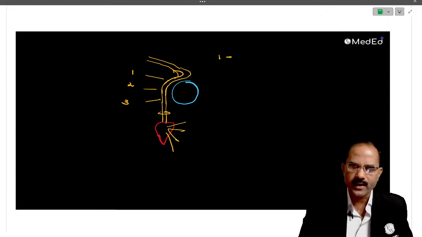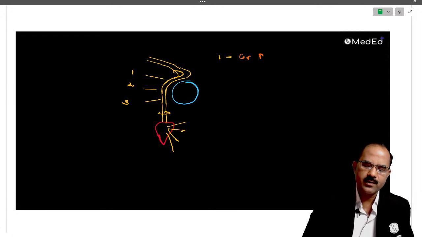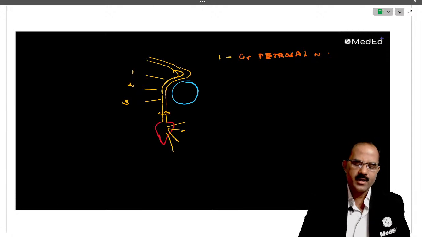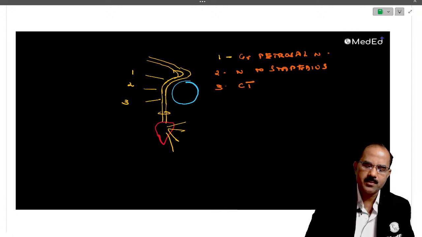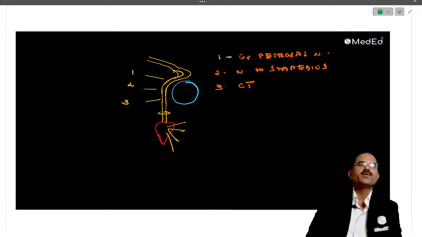So what is number 1? It's the greater petrosal nerve. Number 2 is the nerve to stapedius. And number 3 is the chorda tympani. Excellent. Very good.